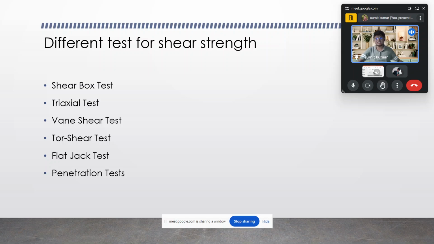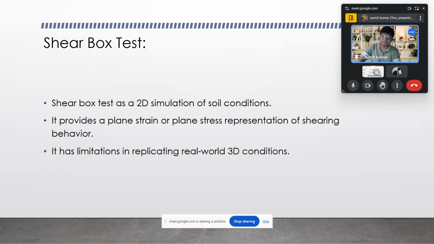But over here, three are the primary tests, that is the shear box test, triaxial test, and the vane shear test. We are going to discuss these only in broader aspects, but we will see all of them in a small one-line definition. So see the shear box test. Actually, the shear box test is a 2D simulation of the soil condition. It provides a plane strain or plane stress representation of shearing behavior. It has a limitation in replicating a real-world 3D condition.